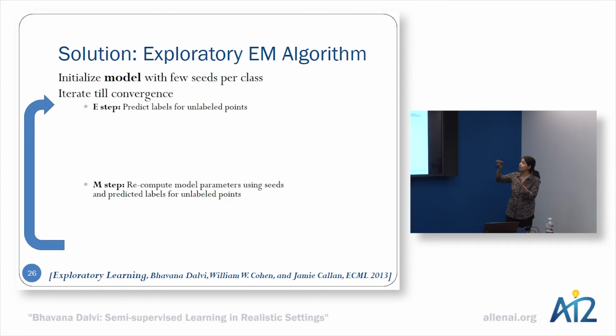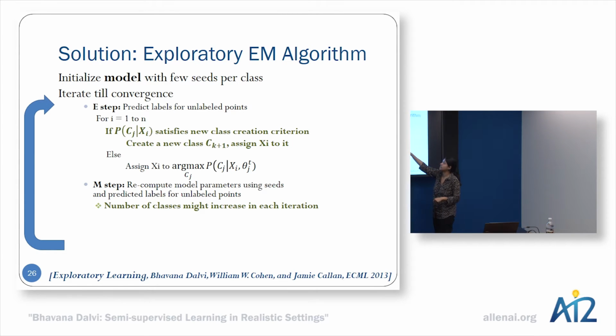So now let me show you how we extend the classification EM algorithm that I showed you earlier for this modified problem definition. We again follow the same iterative EM model. The change is shown in green. For each data point xi, when we compute this posterior, instead of directly assigning it to the maximum probable class, we first check whether it satisfies some new class creation criteria. For now, assume that we have an oracle that tells us a new class needs to be created for this data point. I will tell you what that oracle is later.